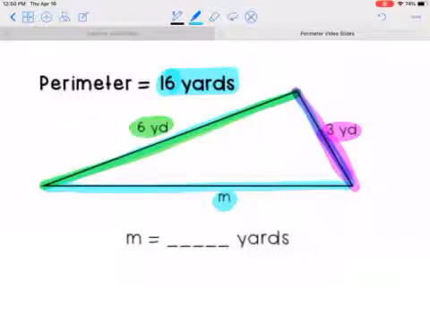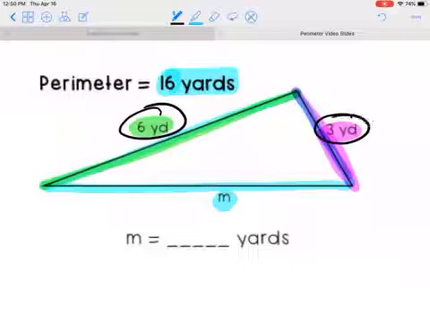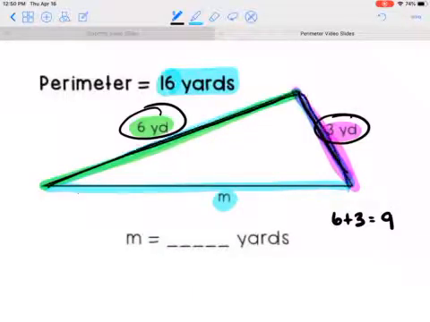But we can use the total perimeter and the lengths of our two known sides to figure out the missing side length. This is like a two-step problem. First we have to add the two side lengths that we know together. So we're going to do 6 plus 3, and that equals 9 yards. So we know that this and this are 9 yards. We know that all three sides together are 16. So we're going to take our total.